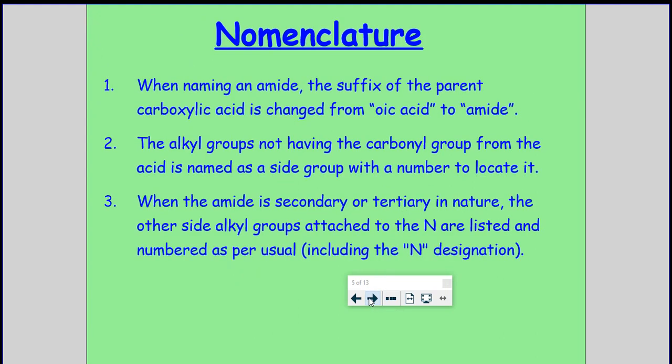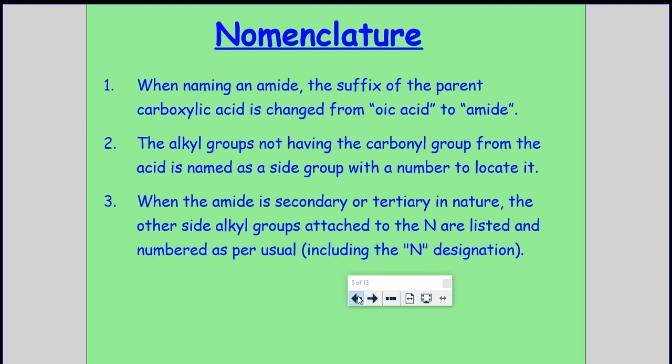Okay, so nomenclature. Again, I don't usually read through these nomenclature pieces, as you've noticed, but there are just a few things to point out here. We are going to change the ending, so the suffix of the parent of the carboxylic acid. Similar in naming to esters, we take out the oic acid from the carboxylic acid, and that's why we looked at its synthesis before nomenclature in this case. So the oic acid is replaced by the new suffix amide.